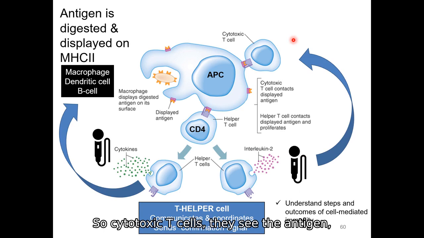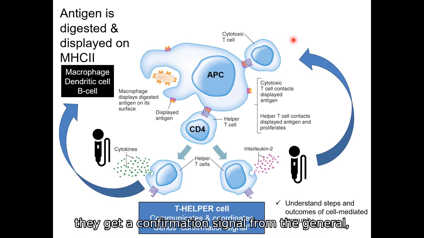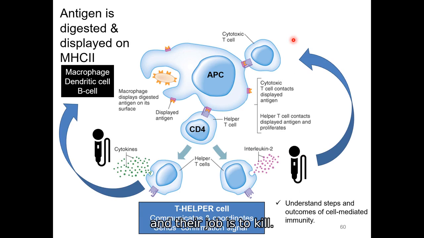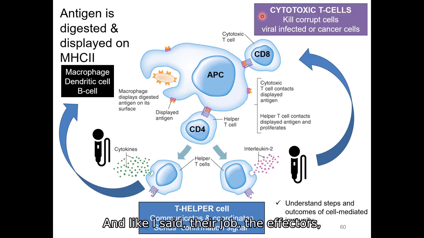So cytotoxic T cells, they see the antigen, they get a confirmation signal from the general, and their job is to kill. Okay, so they are assassins. So CD8 cells, cytotoxic T cells, I'm so sorry, they have so many names. And like I said, their job, the effectors, are going to be the cytotoxic T cells. They recognize our self cells that are sick. Okay, so virally infected or cancerous cells.